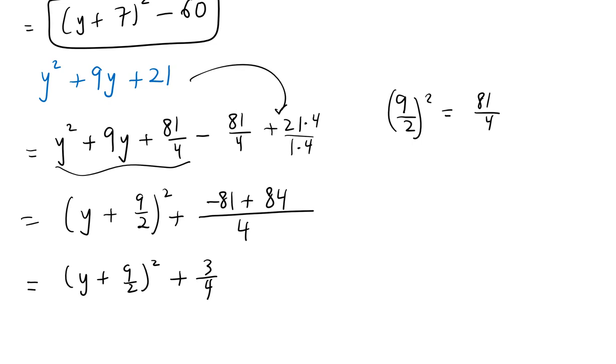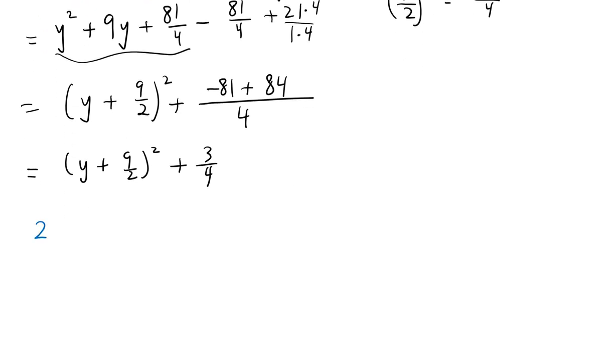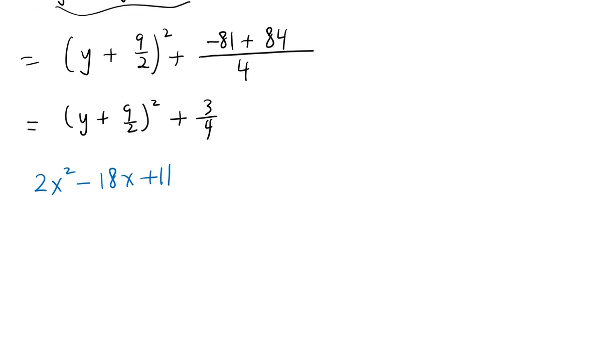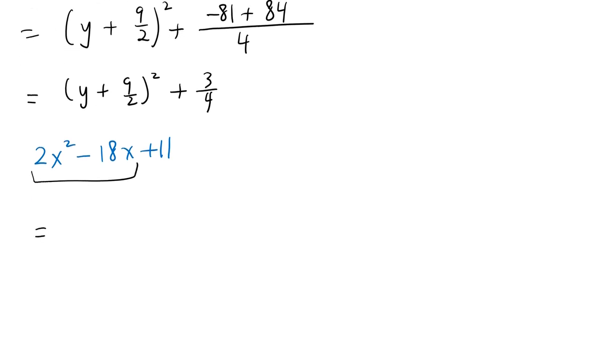How about if we are given another one, but the number in the front is not 1? So let's say we are given 2x squared minus 18x plus 11. So how are we going to complete the square? Again, if the number in the front is not 1, the first thing we need to do is rewrite this by factoring the first two terms. Factor the 2 out, just the number. And that would give me something like this, plus 11.